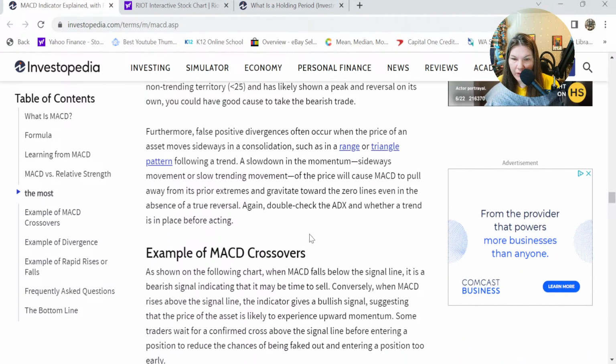Okay. Furthermore, false positive divergence often occur when the price of an asset moves sideways in a consolidation, such as in a range or triangle pattern following a trend. A slowdown in the momentum, sideways movement, or slow trending movement of the price will cause MACD to pull away from its prior extremes and gravitate toward the zero lines, even in the absence of true reversal. Again, double check the ADX and whether a trend is in place before acting.